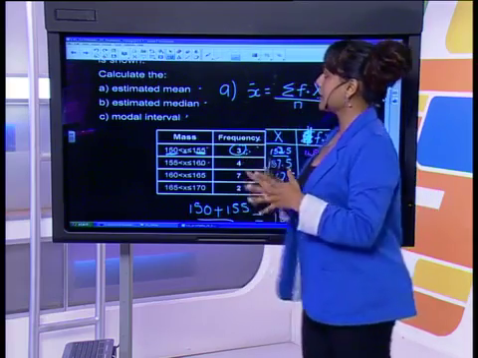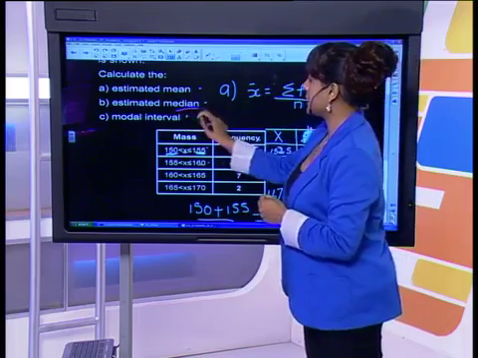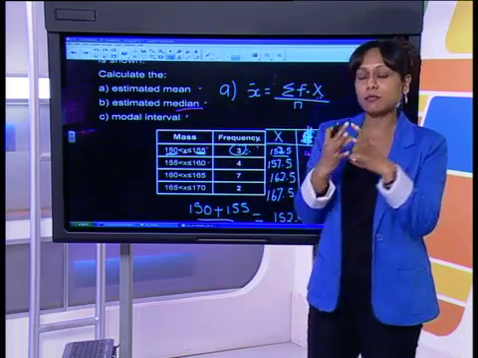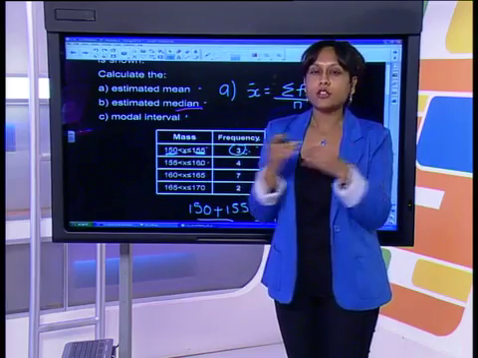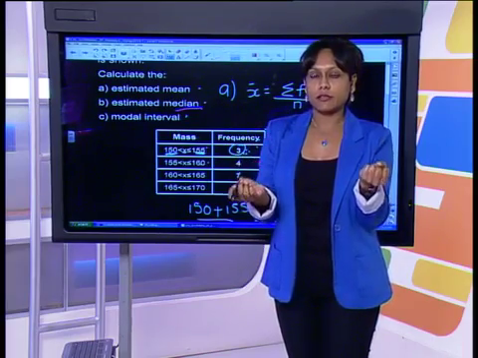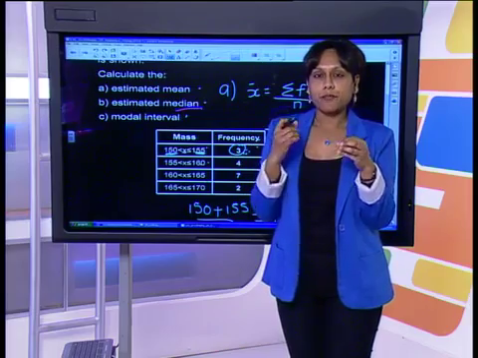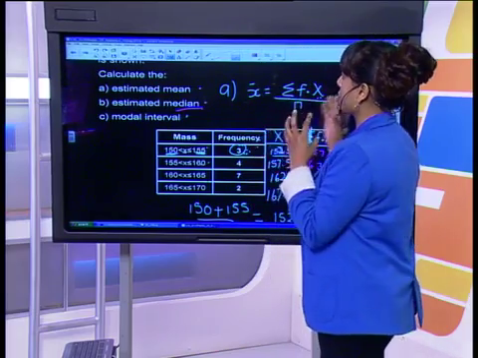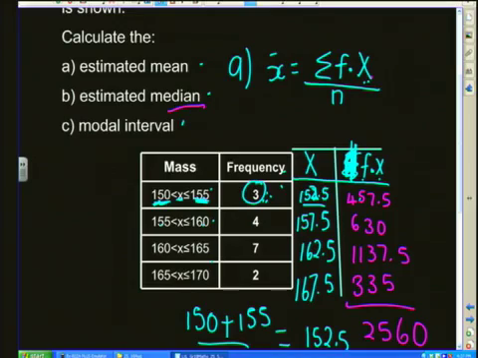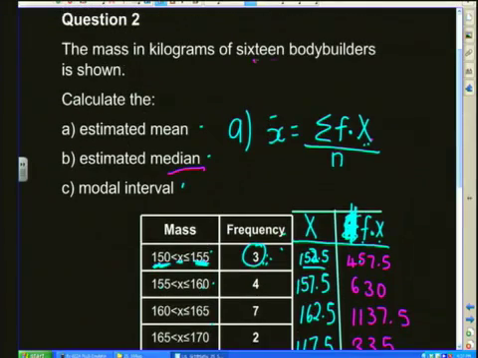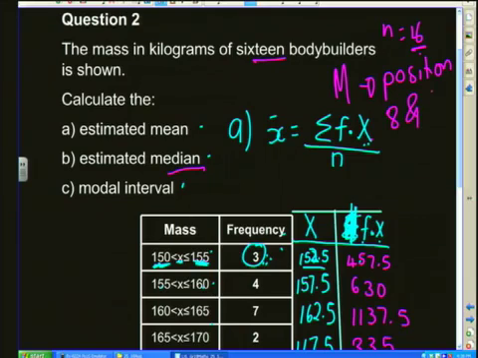All right, quickly, let's have a look at working out the estimated median. Now, your estimated median, again, because you're dealing with a class interval, you're going to use the midpoint of that interval for our median value. Okay, how do we work out what position the median is in? Well, we're dealing with 16 bodybuilders, so n is 16. So therefore, your median must be between positions. 16 is an even number, so between 8 and 9. Okay, so that's where your median value would lie.